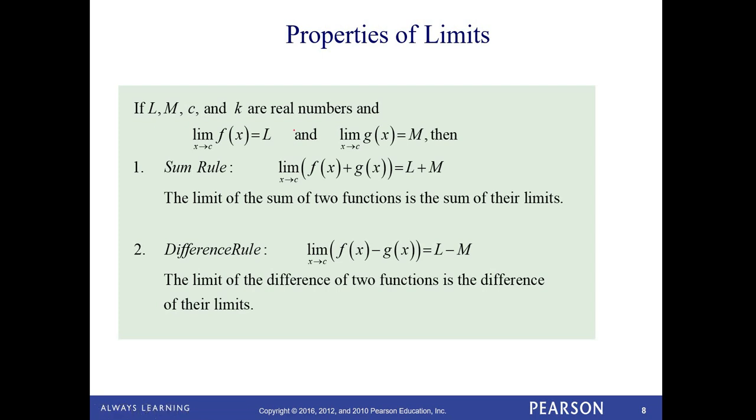If L, M, C, and K are real numbers, and if we have two scenarios, the limit of the function f of x as x approaches C is L. So we have a function at a certain point that has a limit of L. We have a different function that at a point C, the same point, has a different limit M. We have some rules. The sum rule. The limit of the sum of the functions is the sum of their limits. And you do need to get some of this down so we can work with it. The difference rule.